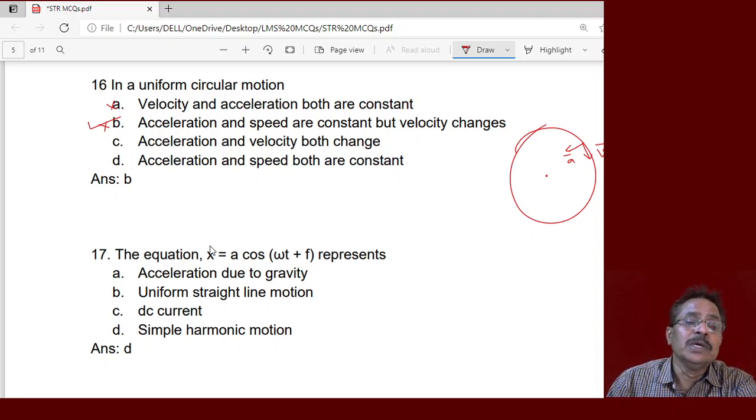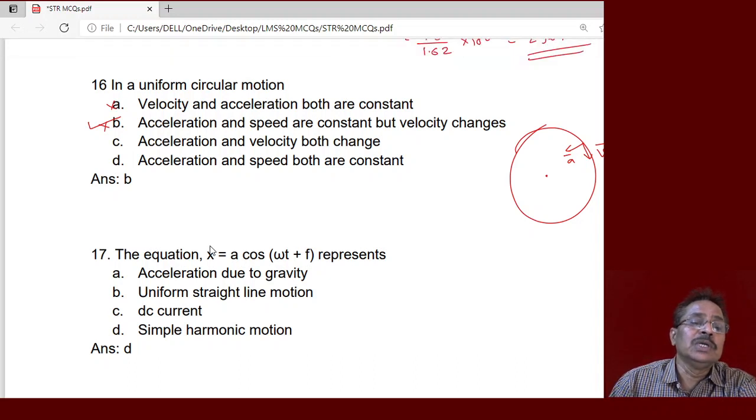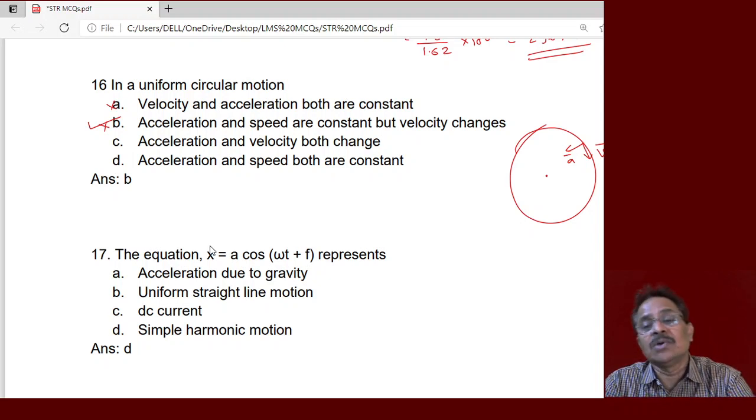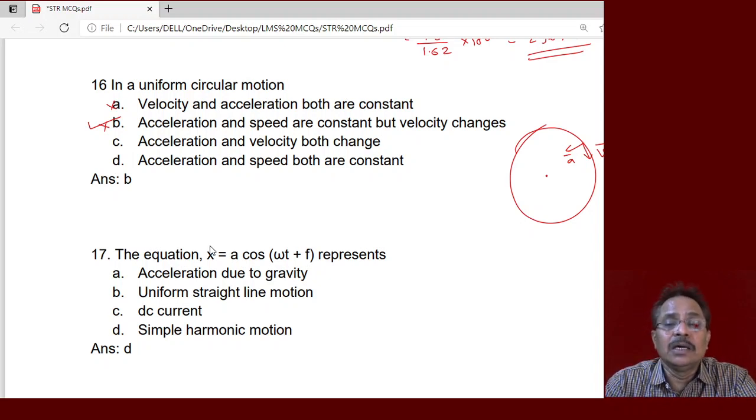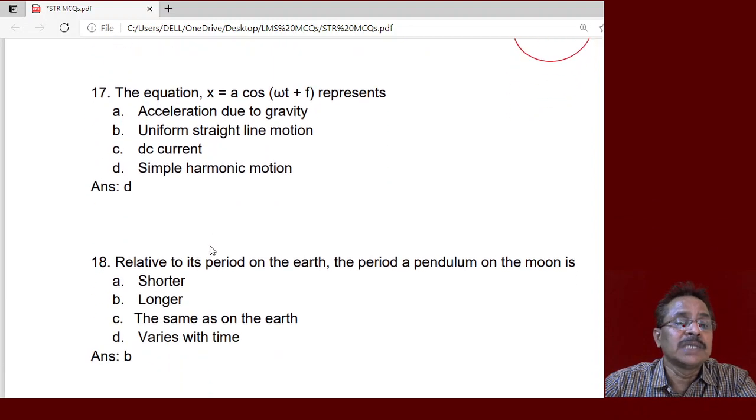This is the case of simple uniform circular motion, and acceleration is directed towards a center. That is called central acceleration, or central motion. The magnitude of velocity remains constant, but its direction goes on changing. That's why it is always going to be a different vector at different locations, and therefore for question number 16, B is the correct option.